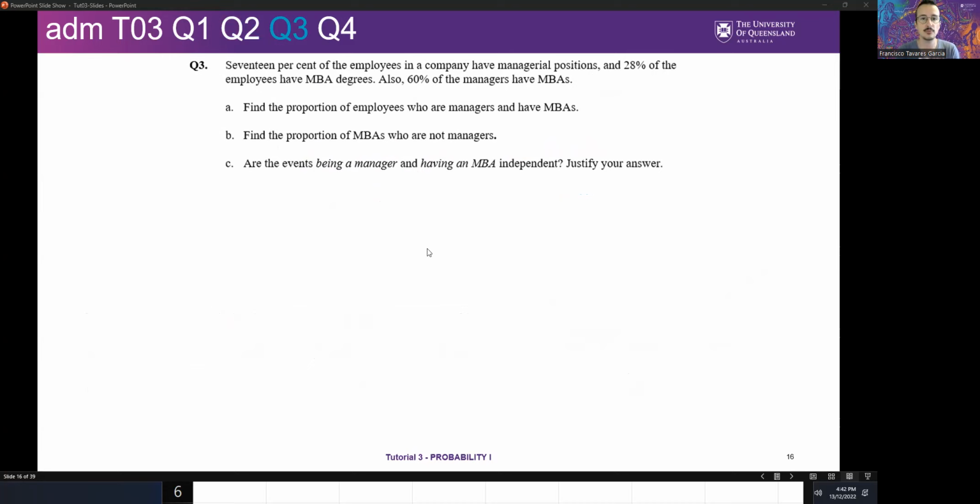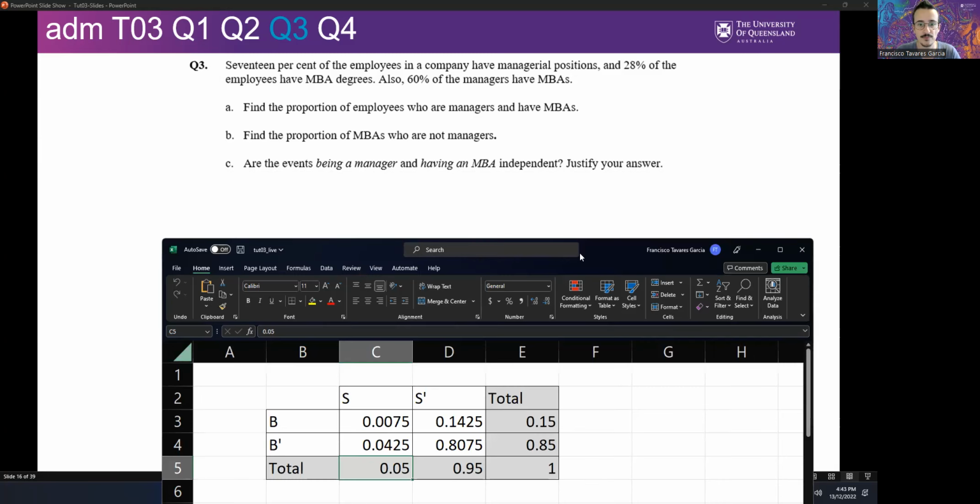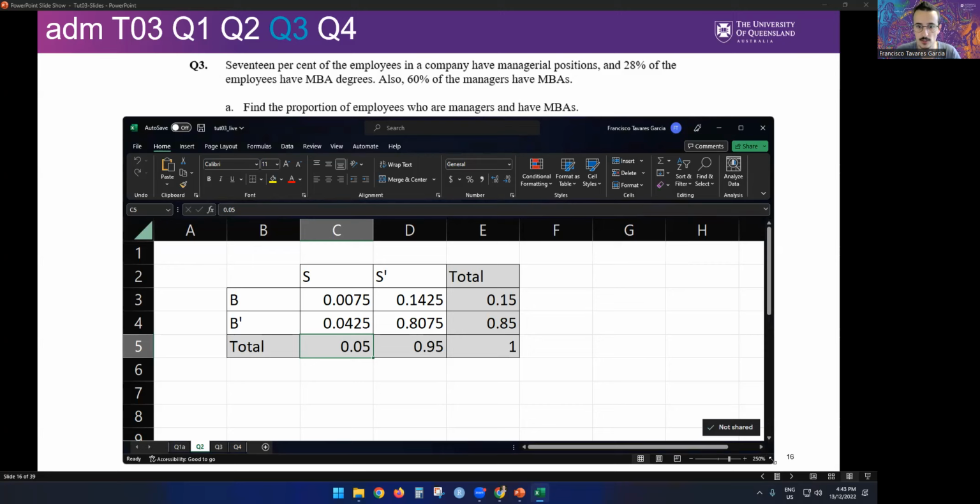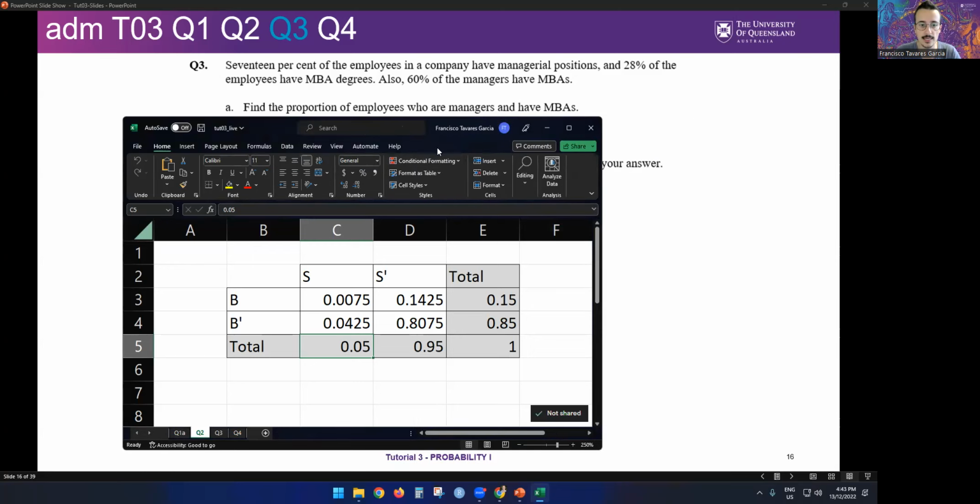So question 3: 17% of the employees in a company are managers, have managerial positions, and 28% of the employees have MBA degrees. Also, 60% of the managers have MBAs. And that's the situation we were discussing just a little bit before, particularly with Alex. Let's have a look at how it works for this question. So I'll jump into Excel. Maybe I should just keep Excel small so you can look at the question, but still work here.